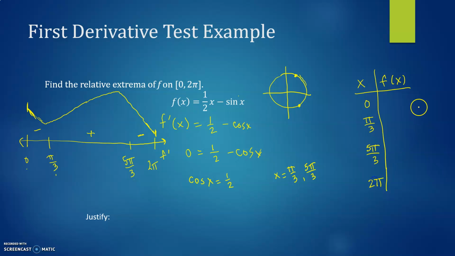So when we're making a table of values, we're not interested in the value of the derivative. In fact, we know it will be 0 at these two places. We're interested in the value of the function. We want to know the y coordinates at these points. So this y coordinate would be 0. This would be 1/2 of pi over 3, so pi over 6 minus sine of pi over 3, that would be root 3 over 2. And 5 pi over 3 would be 5 pi over 6 minus sine of 5 pi over 3, which would be negative, so plus root 3 over 2. And then 2 pi would be 0, it'd be pi.